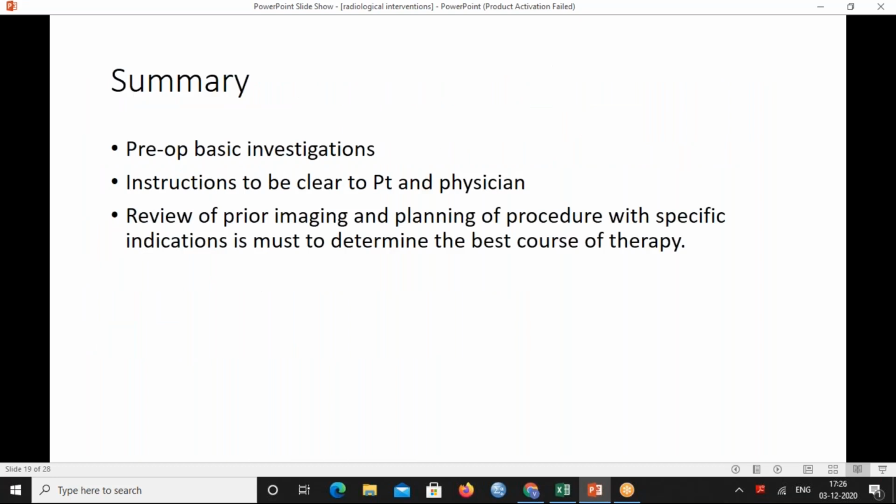So if I summarize, for any interventional radiological procedure, a basic pre-op investigation should be done, which includes the CBC, the coagulation profile, and the URL marker. The instructions should be clear to the patient and to the physician. What procedure we are undertaking and what the anticipated results are to be expected, what risk and complication can happen. And there should be review of prior imaging and planning of a procedure with a specific indication, to determine the best course of therapy for the patient. Thank you.